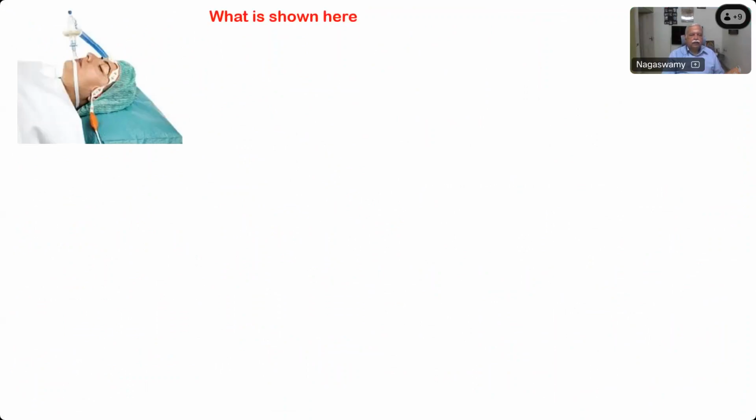What is shown here? The patient is anesthetized, and you can see some electrodes being placed here. BIS, entropy monitor, sir. Three electrodes. Entropy or BIS, some depth of anesthesia monitoring is being done. It may be entropy. What is entropy?